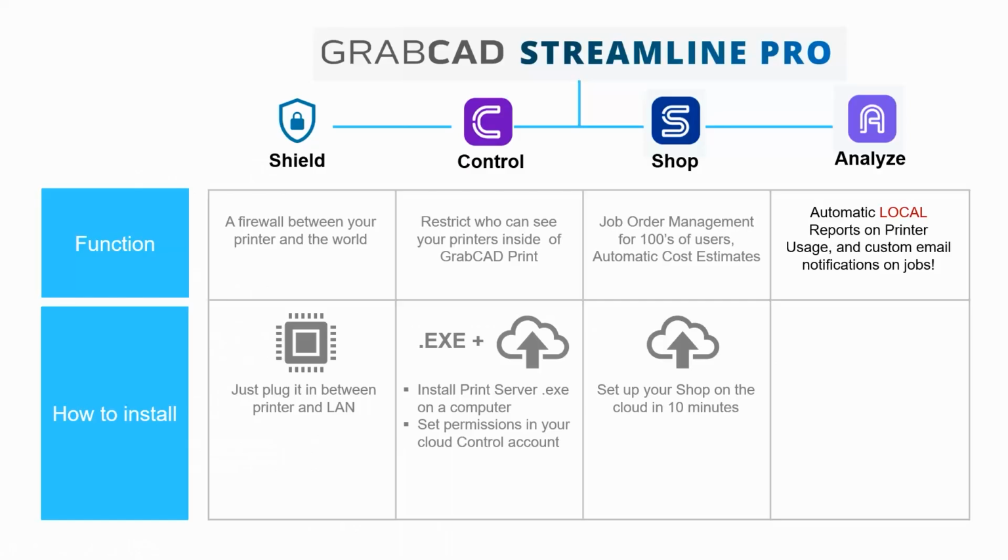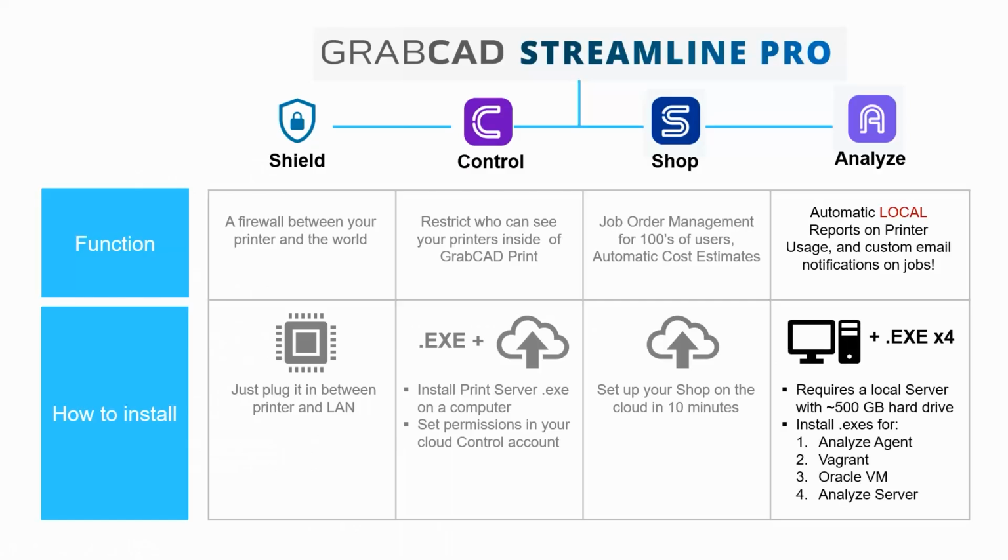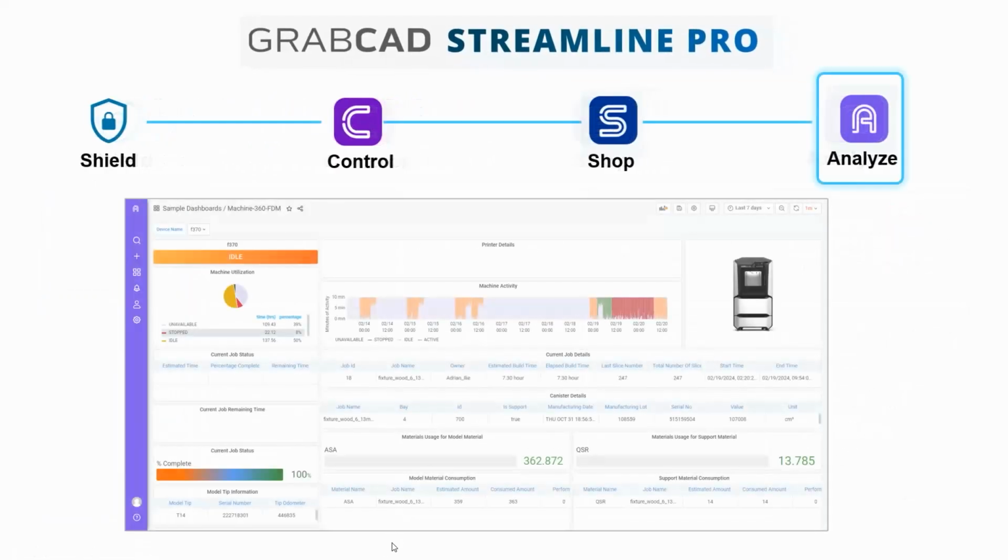Analyze is the part that's going to take the most effort and time to install. Analyze is a completely local installation, so you're going to need a local server and then put 4 EXEs on it you download from our website. Along with Shield, Analyze is one of the parts of Streamline Pro that is completely local, so you'll need help from your IT department to get the server and the permissions to install it. We'll go over all that later in the video. But for now, let's see what those dashboards can do for you.